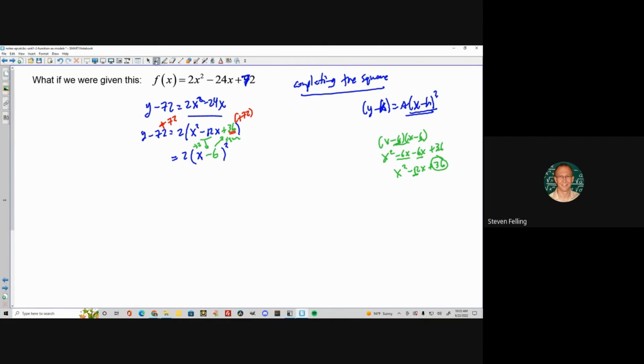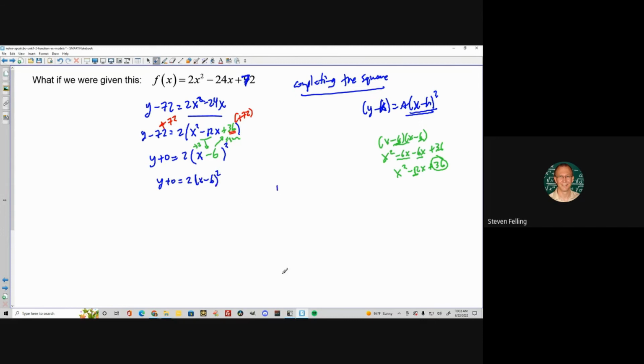And that means that our new left side is y minus 72 plus 72, which happens to be y plus 0. Okay, so then this is just y plus 0 equals 2 times x minus 6 squared.